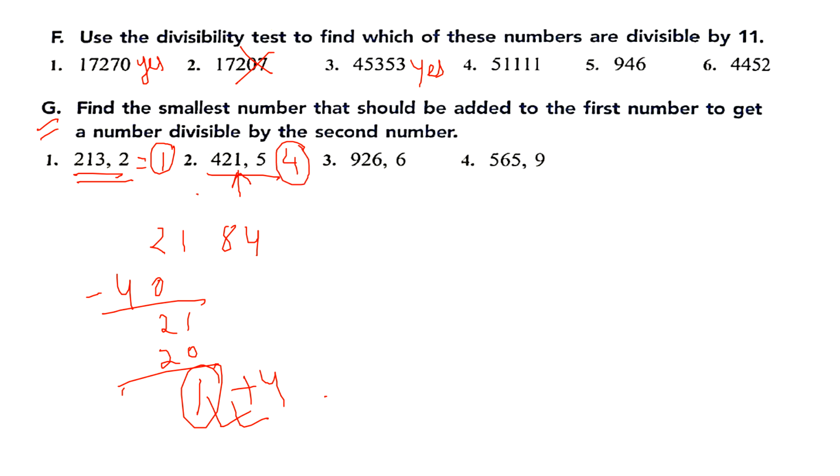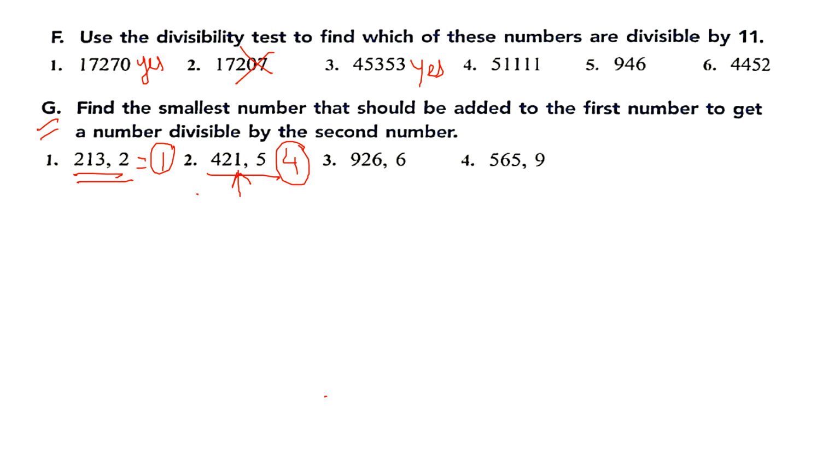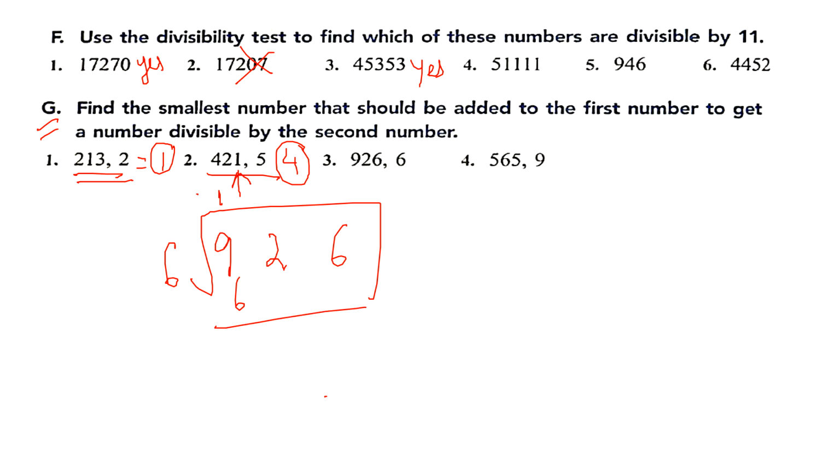Okay. Similarly, now do the next one, that is 926 divided by 6. So let's try to understand this one. 6 ones are 6. You got a 32. Then 6 fives are 30. You have a 2. And then 6 comes down. 6 fours are 24. You got a 2. So 2 is the remainder here in this case.